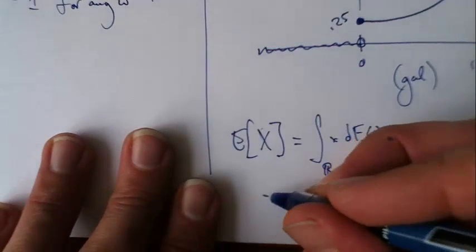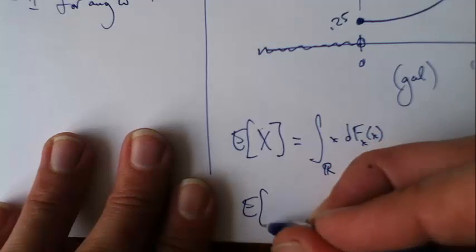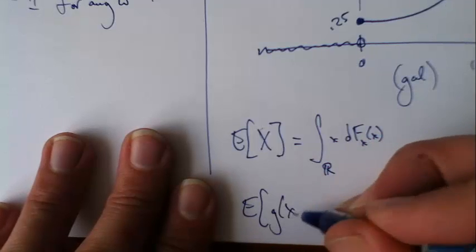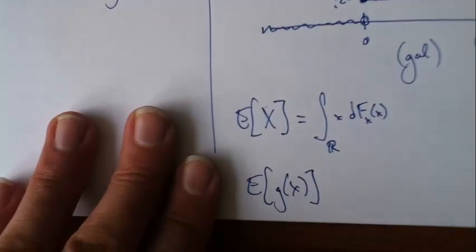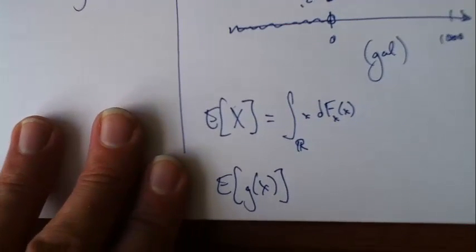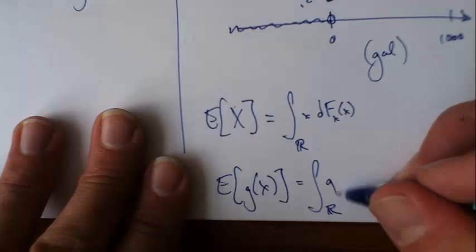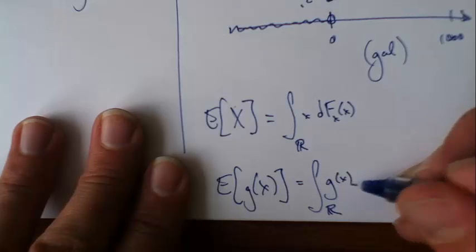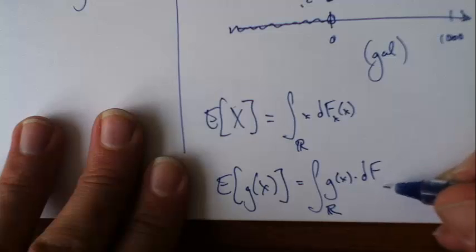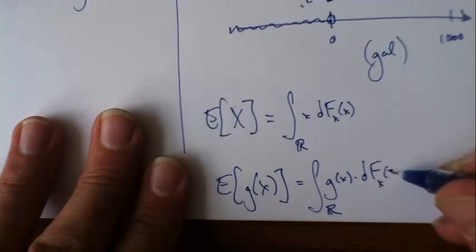Also, if g is some real valued function, for example a cost function, you might be interested in the expected cost for the amount of water you use, and this might look like this: g of little x times dF sub X of x. Okay.